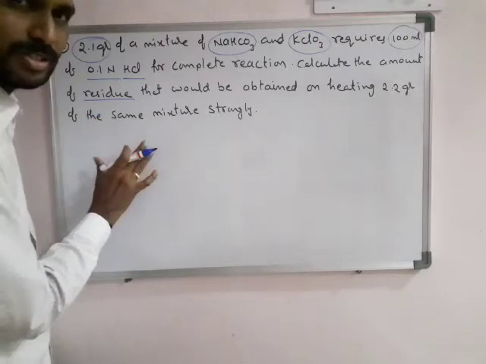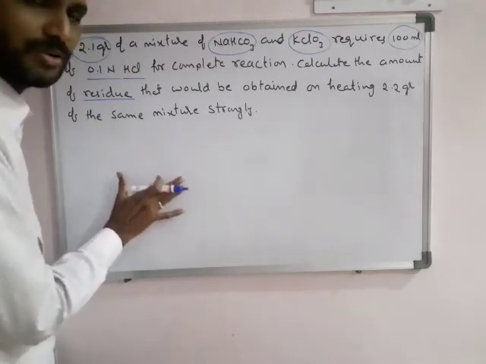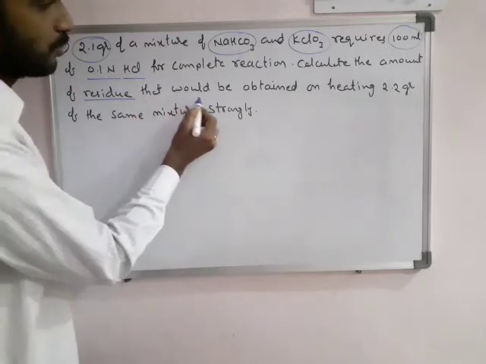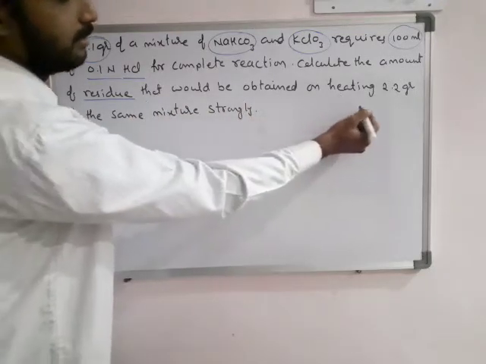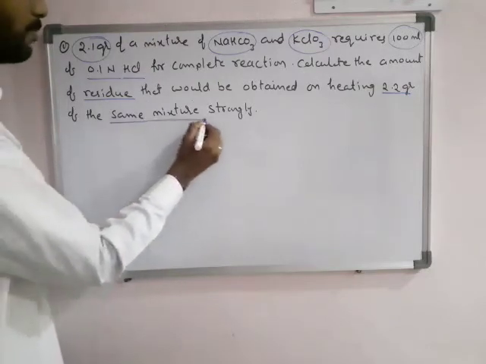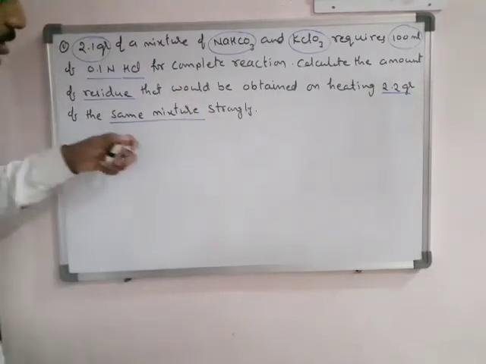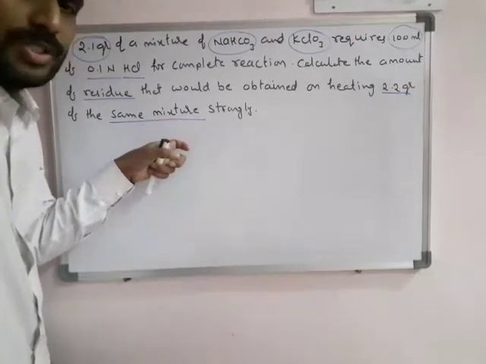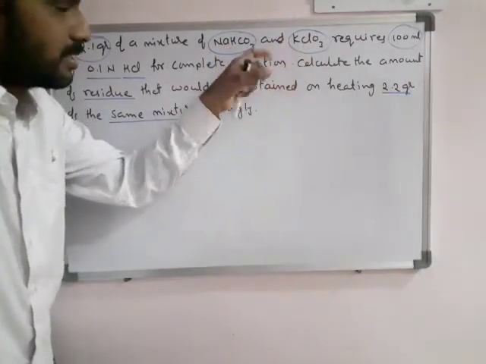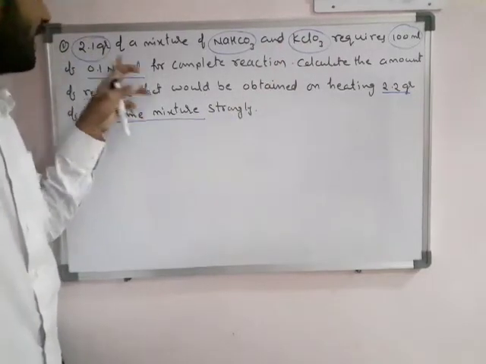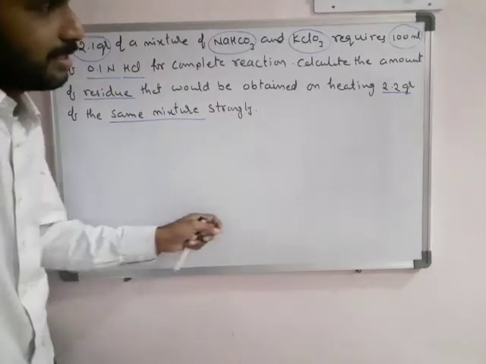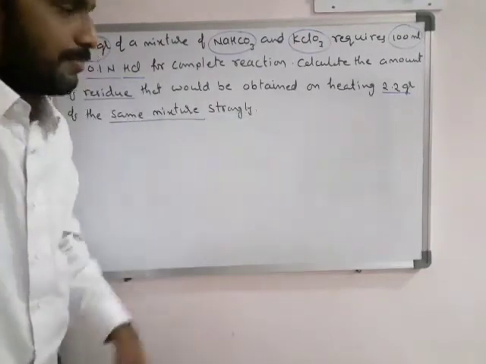Residue means what is formed in the solid state after the completion of the reaction. So that would be obtained on heating 2.2 grams of the same composition mixture. Same mixture means same composition in the mixture, that is NaHCO3 and KClO3 percentages are equal in the mixture. But here the given information is for 2.1 gram. We need to calculate it for 2.2 grams.